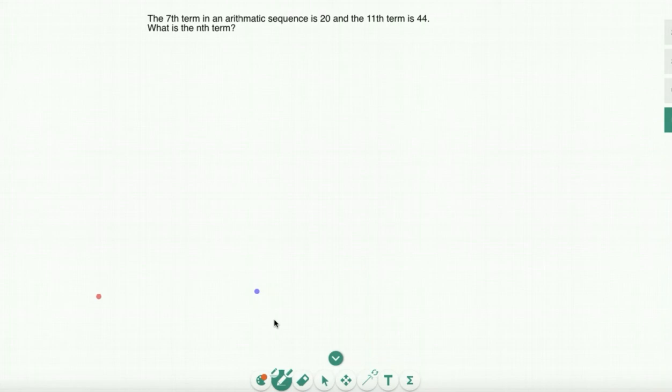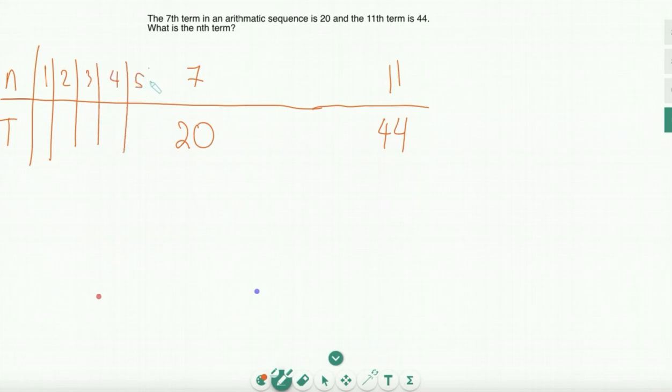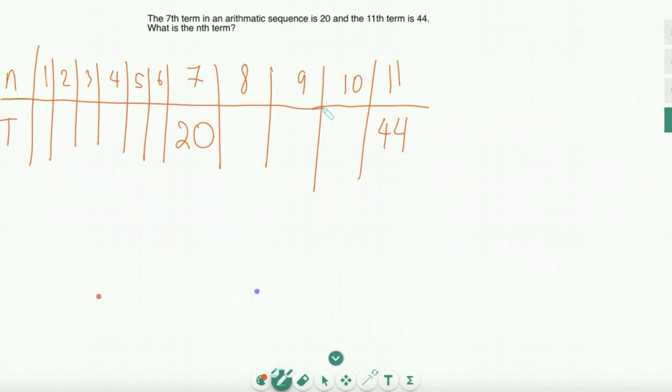Alright, so let's start off by drawing a table to understand this problem. Well, we know the 7th term in the sequence is 20, and we know the 11th term is 44. We don't know what the first term is, nor the second, nor the third, nor the fourth, nor the fifth, nor the sixth, 8th, 9th, 10th. This is all we know, guys. We only know what the 7th term is and the 11th term is.